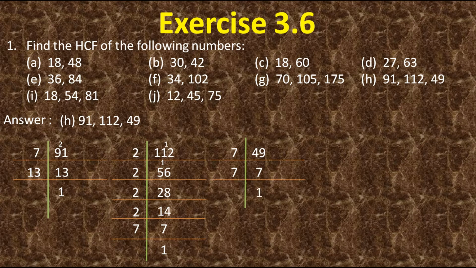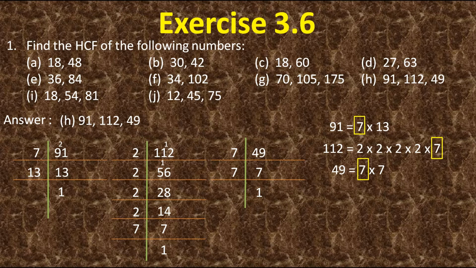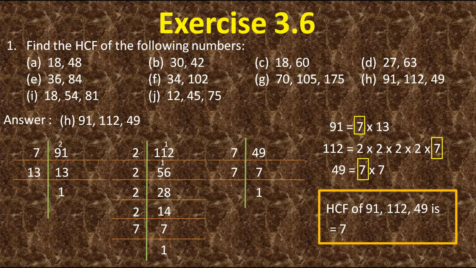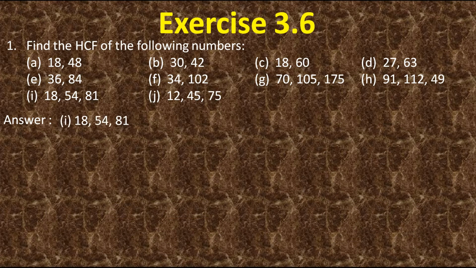Okay. So we got the prime factorization of 91 as 7 into 13, and 112 as 2 into 2 into 2 into 2 into 7, and 49 as 7 into 7. So here we got 7 as common, right? Therefore, the HCF of 91, 112 and 49 is 7. Okay. Now let's move to the next one, that is 18, 54 and 81.